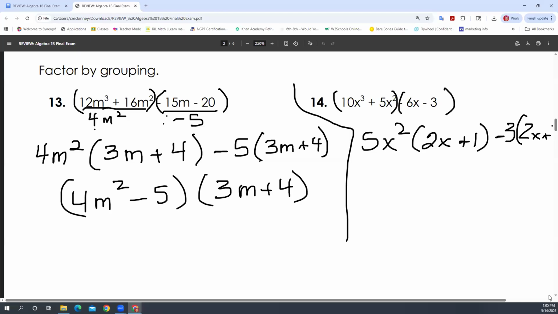I've run myself right off the side of the page. Sorry about this. I think I'm an optimist. I think I have room, but I don't have room.